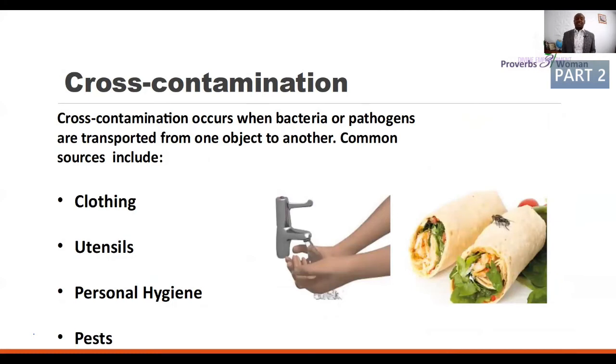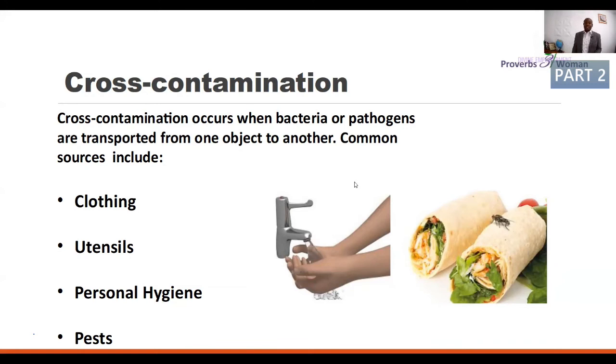What is cross-contamination? Remember, cross-contamination occurs when bacteria or pathogens are transported from one place to another, or from one object to another. For example, you can be wearing an apron, but when the apron is not clean, that can cause cross-contamination. Maybe you've got some bacteria on your apron, and when you are cutting or chopping some meat, or preparing food, because your clothing is not clean, then the bacteria can be transported from one object to another. That's what we call cross-contamination.